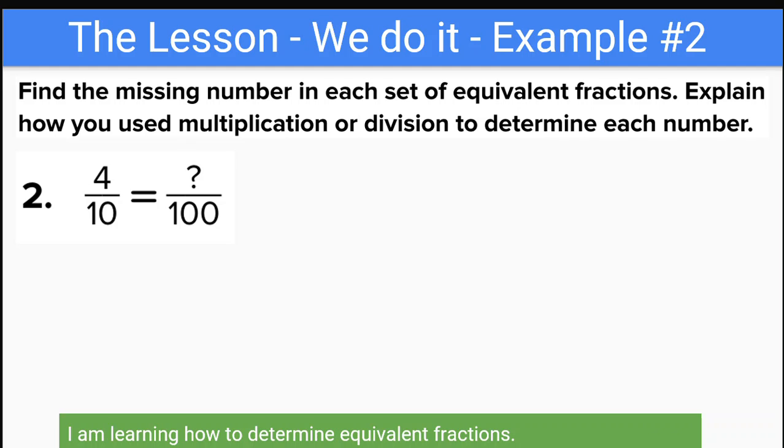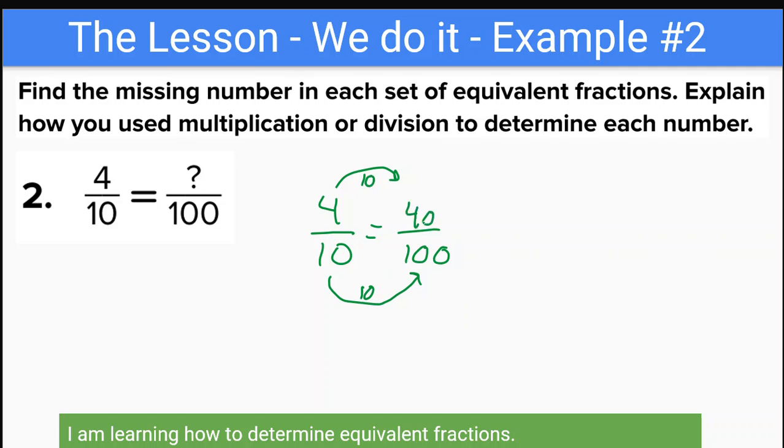4/10 equals something over 100. Okay, fine, 4/10. They want it to equal something over 100. All right, well, 10 times what is 100? Right, 10 times 10 is 100. And 4 times 10? Right, that's 40.